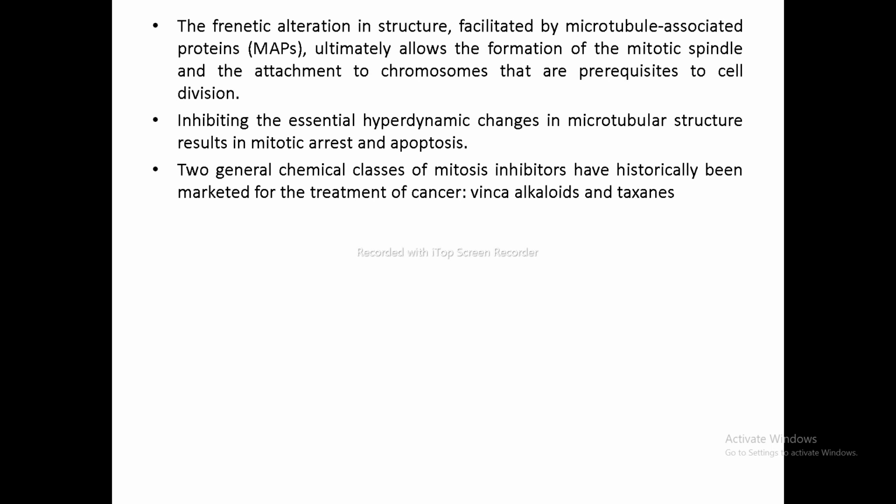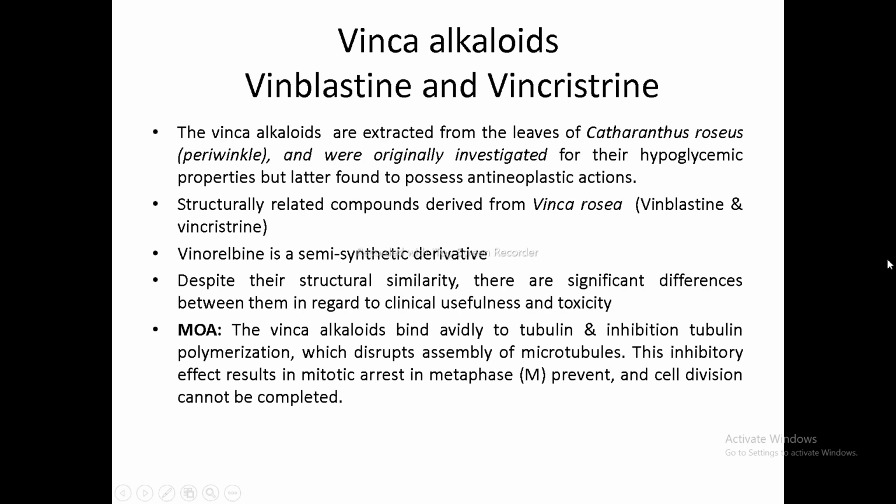So two general chemical classes of the mitosis inhibitors have historically been marketed for the treatment of cancer. These are the Vinca alkaloids and the Taxanes. So the first drugs of the mitosis inhibitors are the Vinca alkaloids. The examples are Vinblastine and Vincristine. The Vinca alkaloids are extracted from the leaves of Catharanthus roseus, also called the periwinkle, and it was originally investigated for hypoglycemic properties, but later on it was found that it possesses some anti-neoplastic activity also.